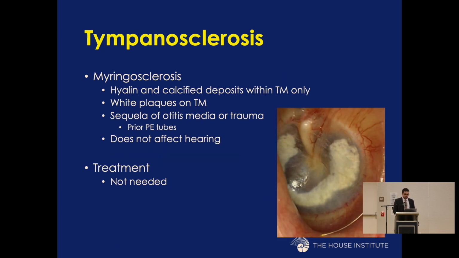All right, so as I was mentioning earlier, you have tympanosclerosis, and it comes in two different flavors. The first one is just myringosclerosis, and that is seeing white patches of calcification within the layers of the tympanic membrane. It looks like white plaques. It can be a result of previous otitis media episodes or trauma, such as prior tympanostomy tube placement. If it's just involving the tympanic membrane, it usually does not cause much of a hearing loss, and it's pretty benign, and doesn't affect fitting the patients with hearing aids.